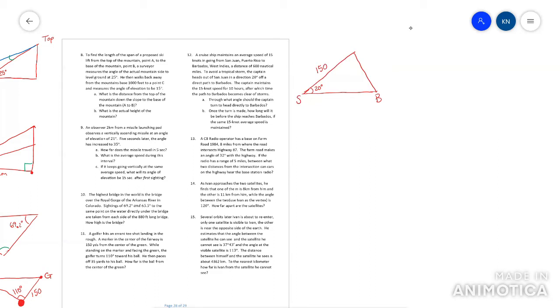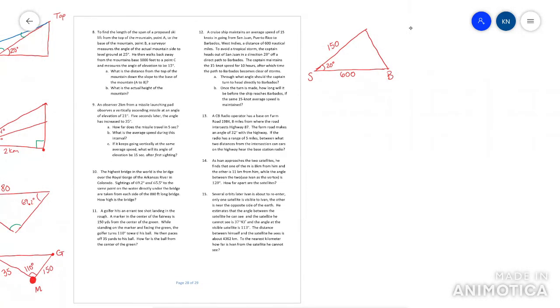And then the last piece of information that they'll give you is the total distance from Puerto Rico to Barbados, from San Juan to Barbados, is 600 nautical miles. So that whole distance is 600. So that's the triangle you need to solve that one. That is a law of cosines.